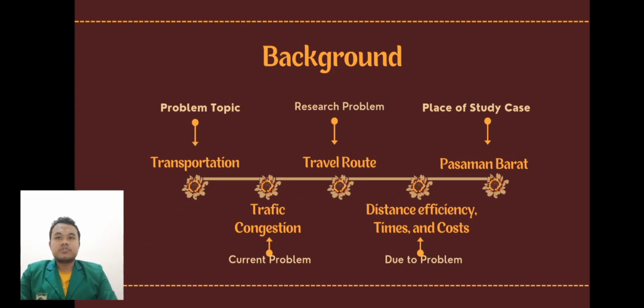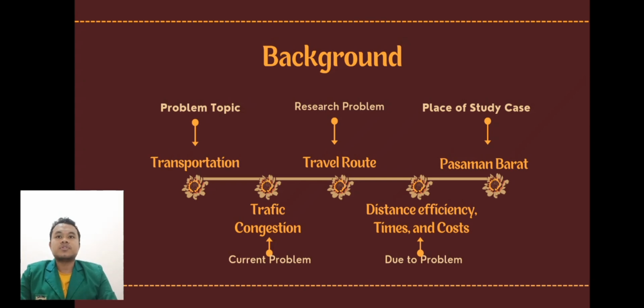Research problem about travel route. With congestion, the public or road users need to know alternative travel routes to avoid congestion. Choosing the right alternative travel route is certainly one of the solutions to reducing congestion at points prone to congestion. The travel route is the direction of the road that is determined so that the vehicle can take it from the starting point to the intended endpoint.